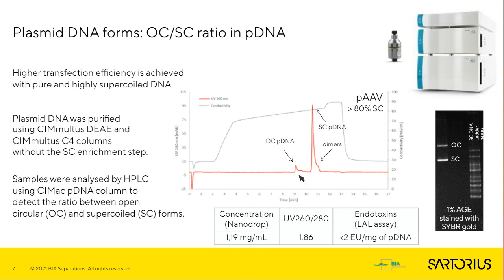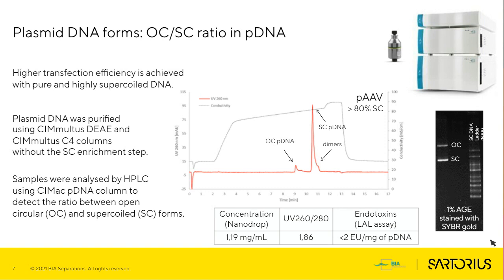On the left side, you can see a peak belonging to the open circular plasmid DNA, and the peak on the right corresponds to the supercoiled DNA. According to this analytics, we saw that we have over 80% of the supercoiled form. We measured the concentration and the 260 to 280 ratio, which for DNA should be around 1.8. And we also monitored our endotoxins, which, as I mentioned before, it is crucial to keep track of in order to achieve good results with your AAV upstream setup.